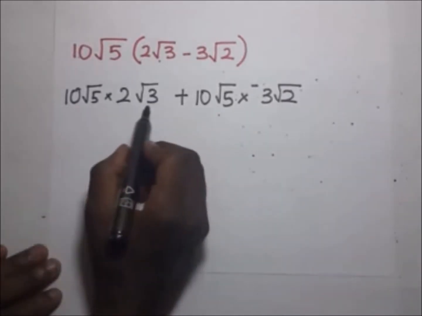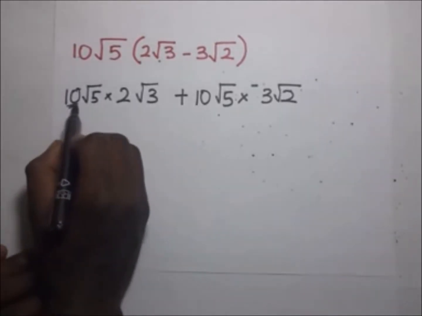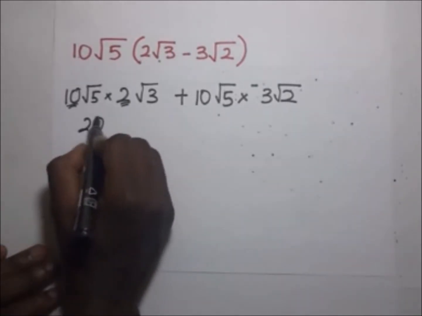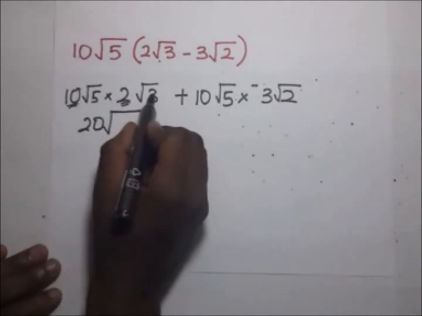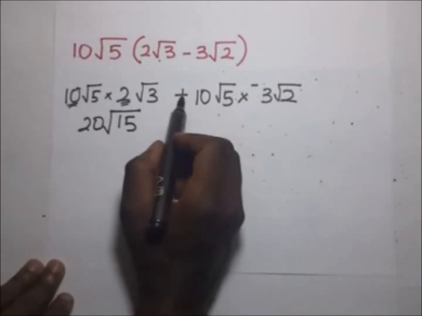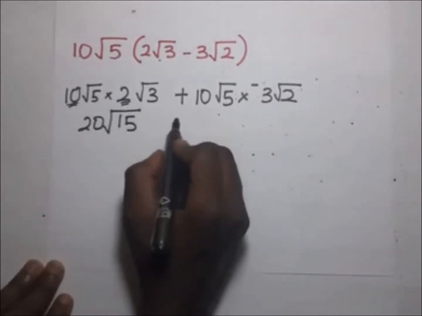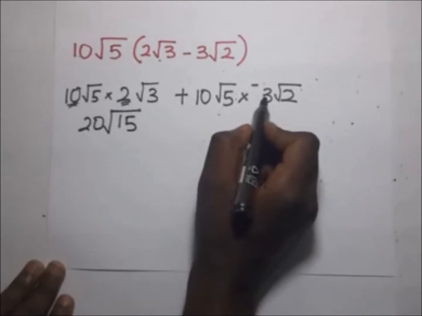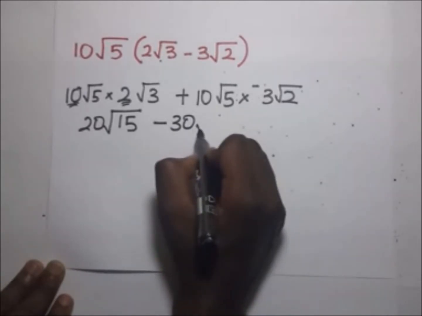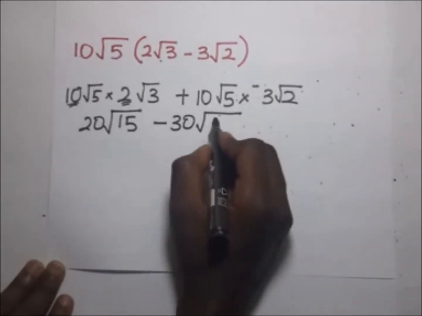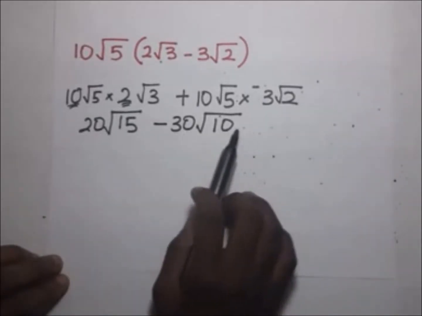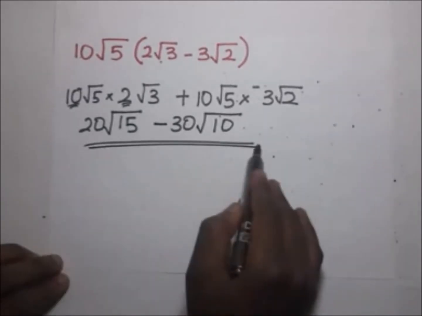So our next step here, when we're multiplying this by that, we say it's 10 times 2. We multiply the whole numbers first. 10 times 2 is going to give us 20 under the square root of 5 times 3, which is 15. Then, of course, here this will be minus because a positive and a negative should give us a negative answer. So it is 10 times negative 3, which gives us negative 30. So it's minus 30 under the square root of 5 times 2, which is 10. And if you look at this closely, I think we can't simplify this any further. So that becomes our answer.